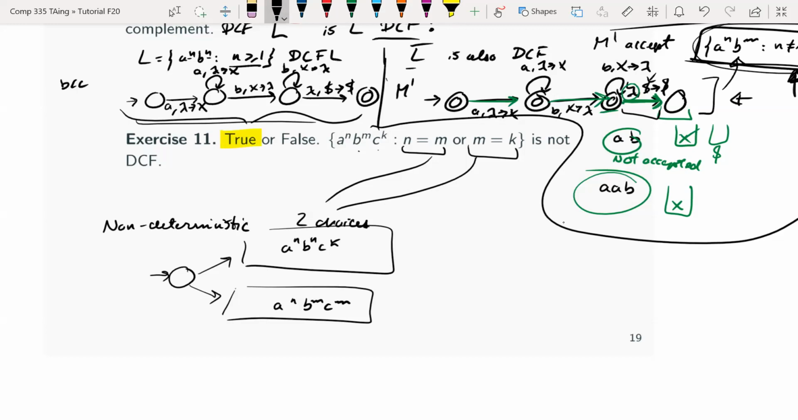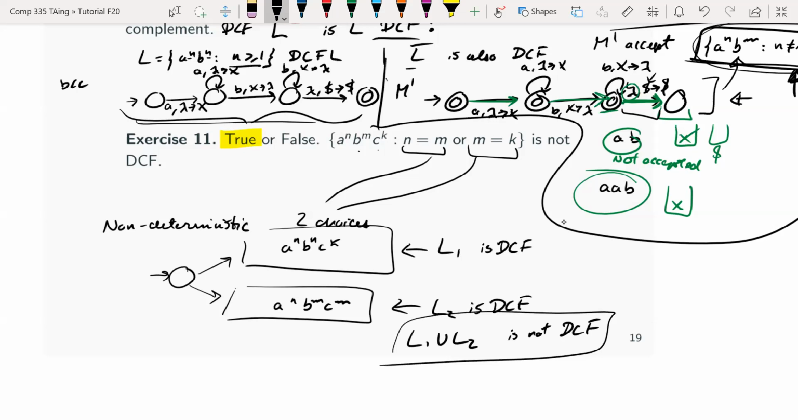Okay, because as I said, you need to make two choices from the very beginning of your machine. And what's interesting to notice is that this language here, L1, is deterministic context-free, and this language, L2, is deterministic context-free. But you can see that the union of the two is not deterministic context-free. I know some of you probably know this because this was in one of your quizzes, but this is just a reason for why that's true. All right, so any questions about this?